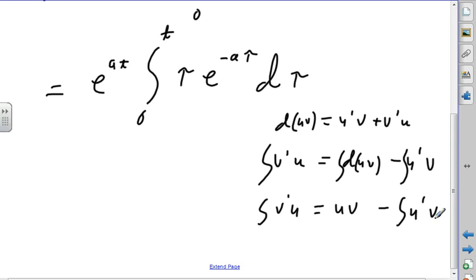So I'm going to let u be tau, and u prime is going to be 1, and that leaves v prime is going to be e to the minus a tau, and v is going to be minus e to the minus a tau over a.